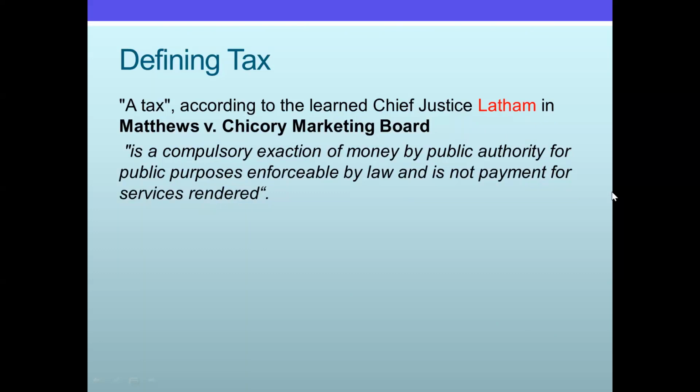Amongst the most classic definitions that you will come across whilst in litigation or even in research is the definition offered by Chief Justice Latham in Matthews versus Chicory Marketing Board. A tax is a compulsory exaction of money by public authority for public purposes, enforceable by law, and is not payment for services rendered, right?